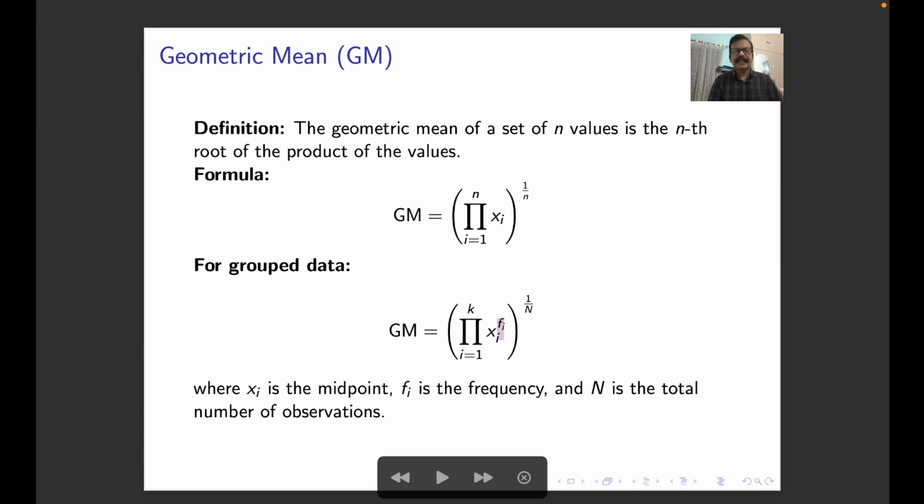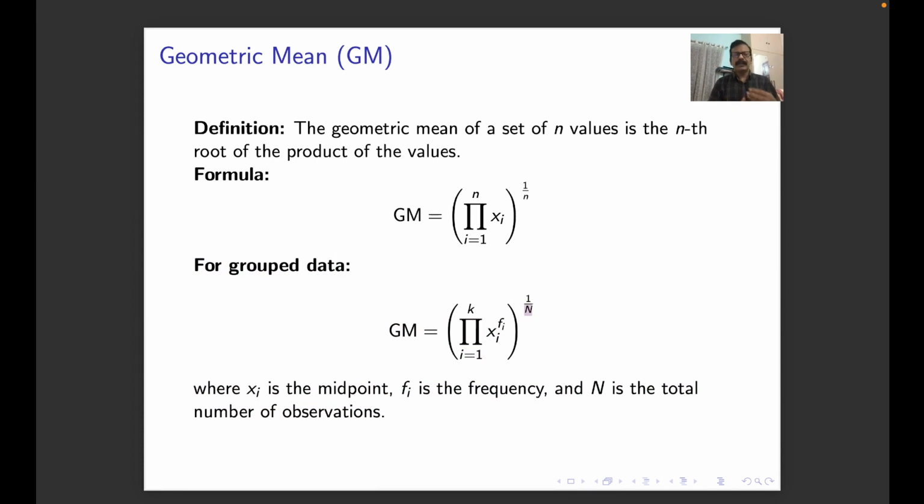So xi raised to fi, product of xi raised to fi, where i equal to 1 to k, the whole raised to 1 by n. This is the geometric mean.